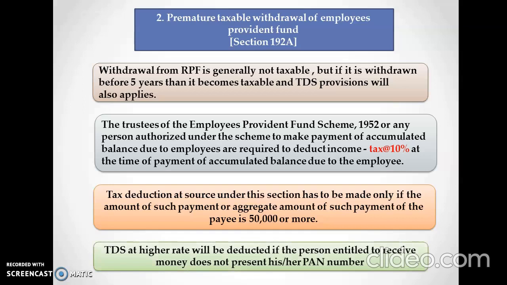Then, if the person to whom the payment is being made does not show his or her PAN number: according to section 206AA, it is compulsory that the payee, the person who is receiving the money, should provide his or her PAN number to the payer, that means the one who is going to deduct TDS. In case the payee fails to present the PAN number, TDS can be cut at a higher rate.